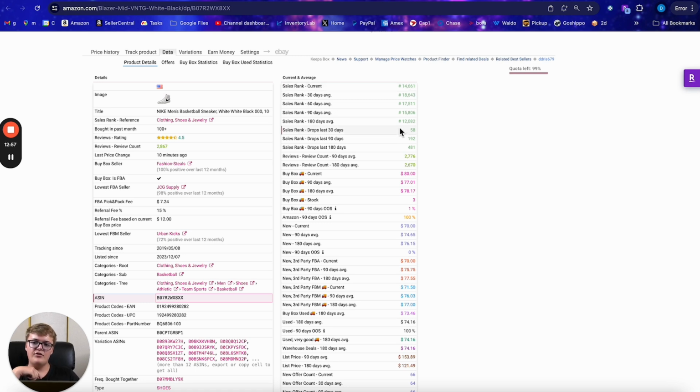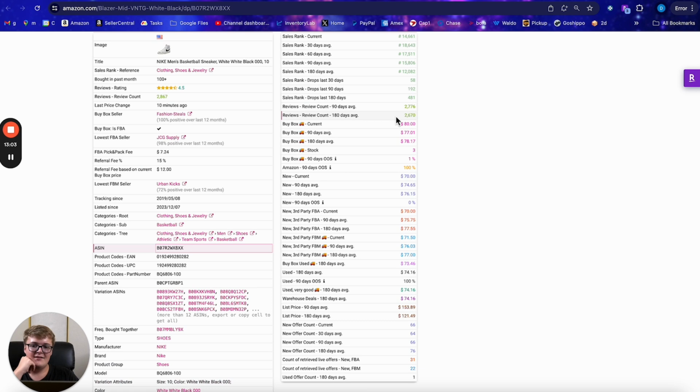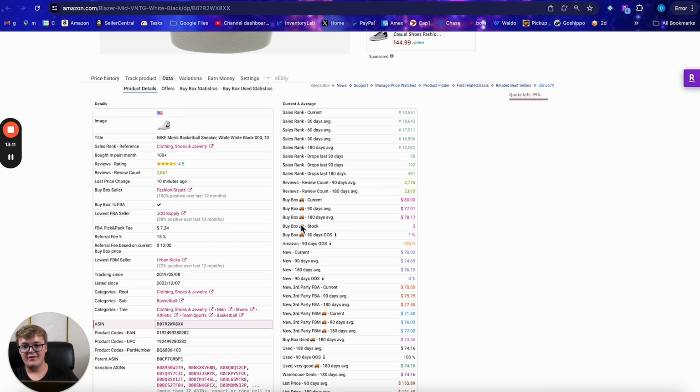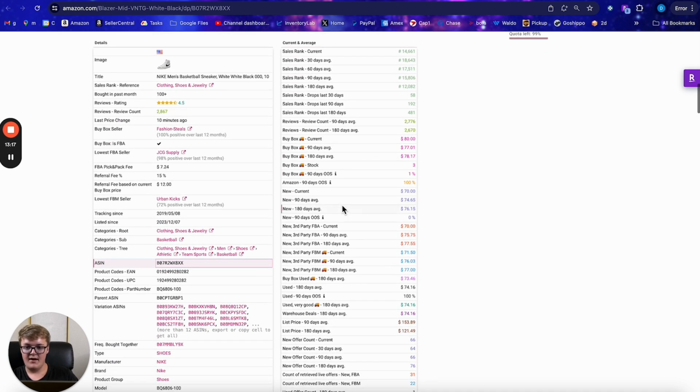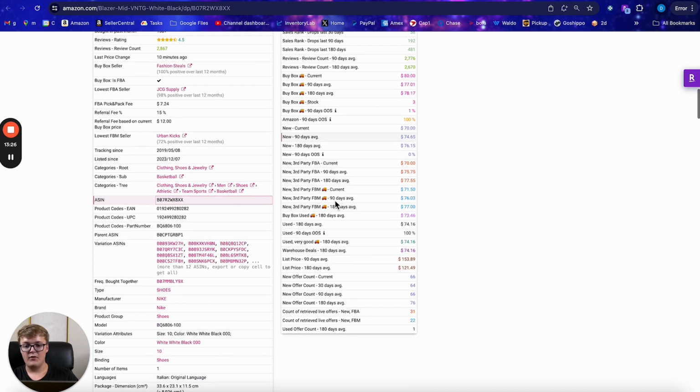So it also shows the drops. I don't really use that information. It doesn't really matter to me. Review count averages doesn't really matter to me either. Buy box averages, this is something that I also look at and consider when I'm doing a purchase every once in a while. So most of the time, again, I'll just look at the price history chart and just have an eye for it. But for newer people, it's good to look at these averages. And then it has more about the new prices and FBA current prices. I would focus on the buy box. The buy box is what's important here. Screw all the other stuff. Focus on the buy box.